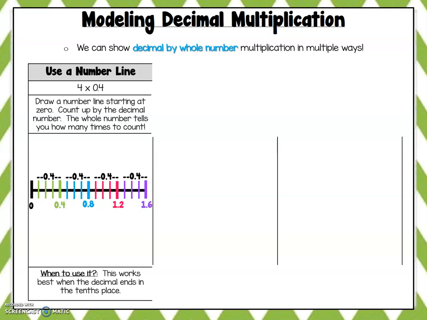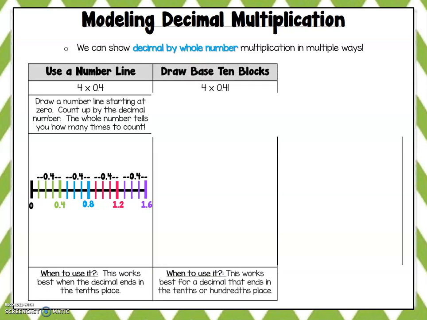So you can probably see why this strategy works best when you're dealing with tenths place numbers. But you've probably guessed by now that you won't always be dealing with tenths place numbers, so let's take a look at a second strategy. This is to use base 10 blocks. So I've changed my problem slightly. This time I want to multiply 4 times 41/100ths.